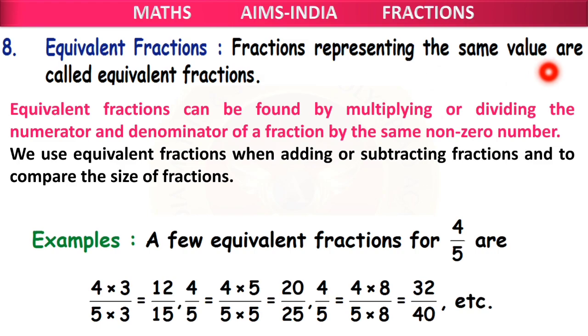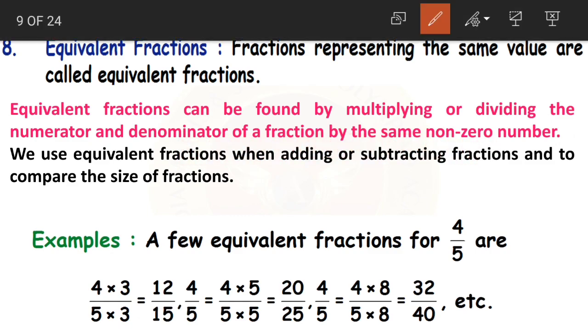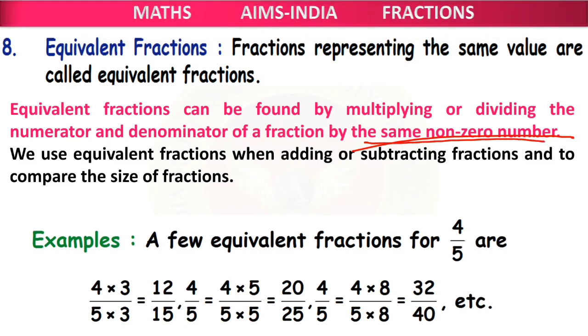Fractions representing the same value are called equivalent fractions. And how can they be found? They can be found by multiplying or dividing the numerator and denominator of a fraction by the same non-zero number. It is important we should multiply or divide using the same non-zero number.